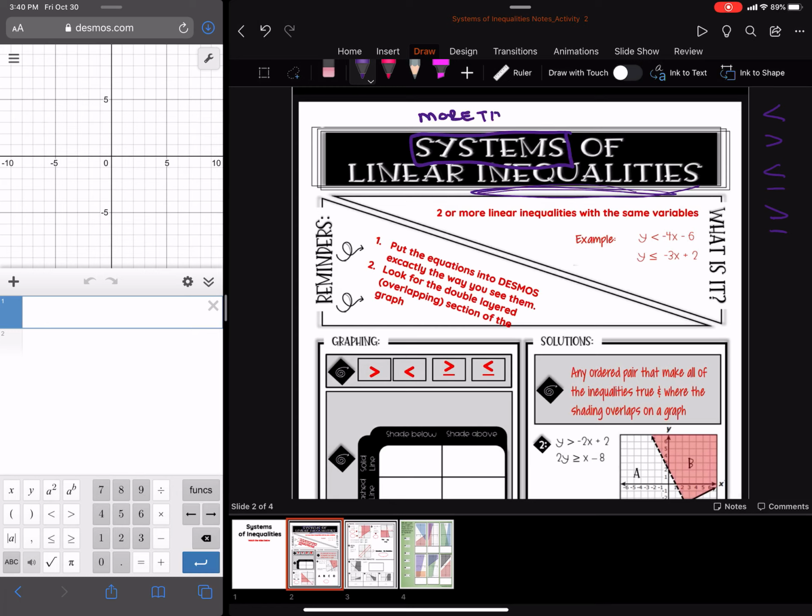So we're comparing more than one inequality. For instance, we're going to be comparing two, no more than two. But we are going to be looking at two different inequalities.